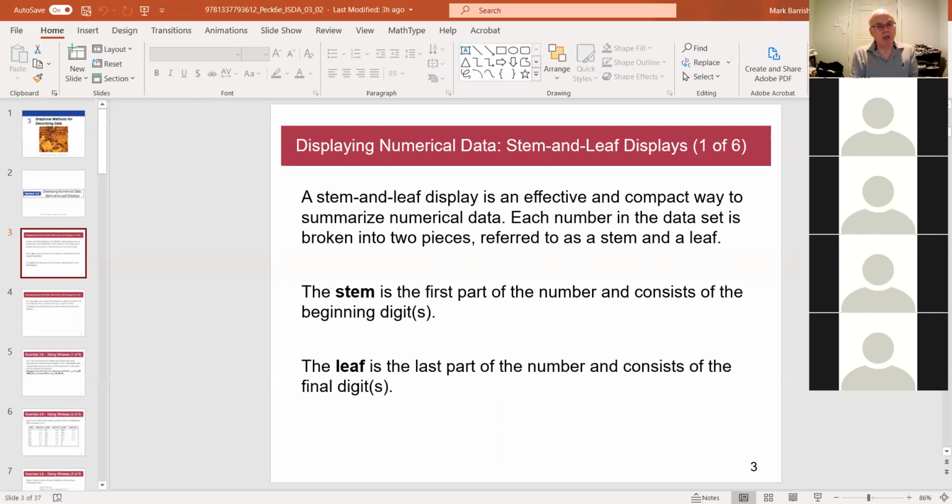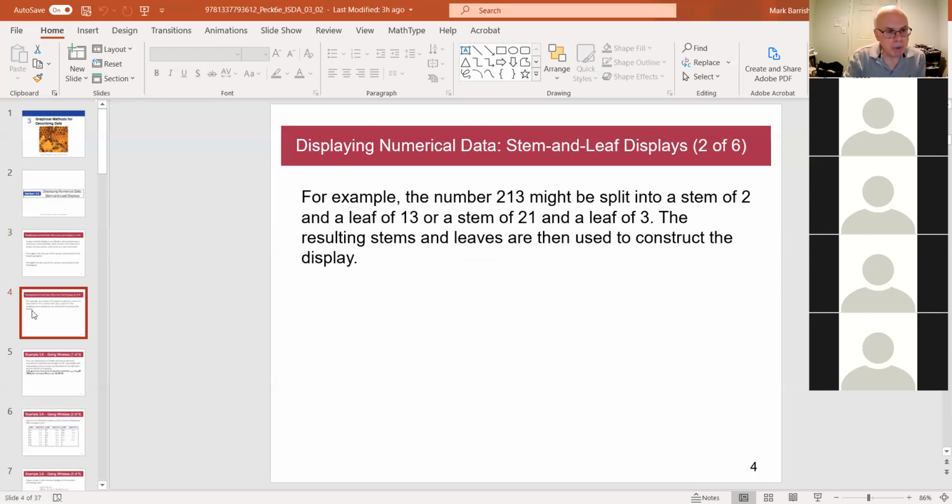So this is the second one we're going to be learning about, stem and leaf. So dot plot and stem and leaf are used for numerical data. All right. Now, what we're going to do is take the numerical values in our data set and split them into pieces, where the first part of the number is typically called the stem, the beginning digits of the numbers in your data set. And then the leaf is going to be the last part of each of the numbers, the final digits. So we'll just do an example, show you what it looks like.